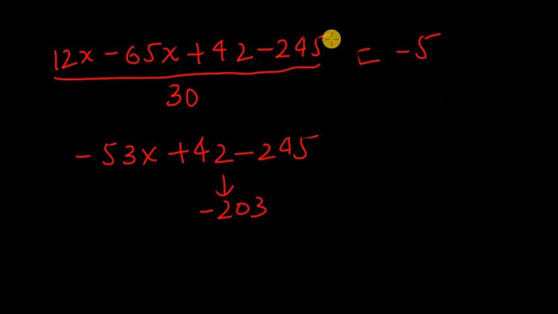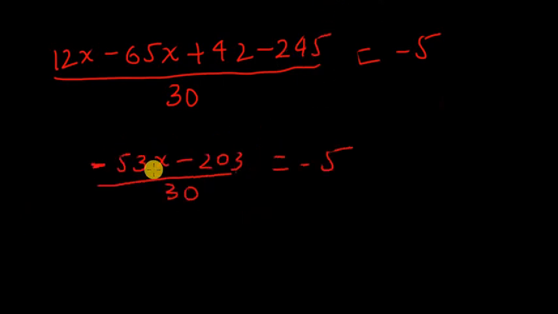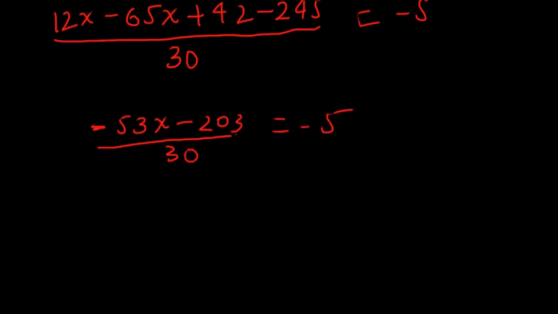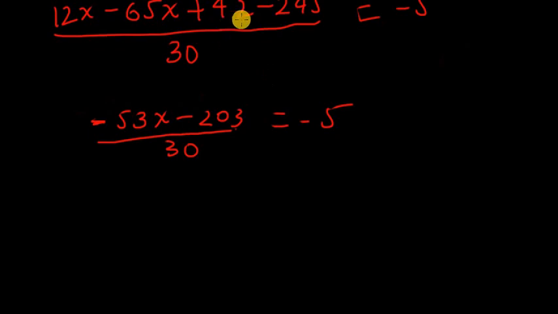So what statement do we have to write? Minus 53x minus 203 divided by 30 equals minus 5. How did that come? For plus 42 and minus 245, when they subtract each other, we get minus 203. Now look here. We have minus 53x minus 203 divided by 30. So 30 is nothing but a constant, isn't it? It's a number.